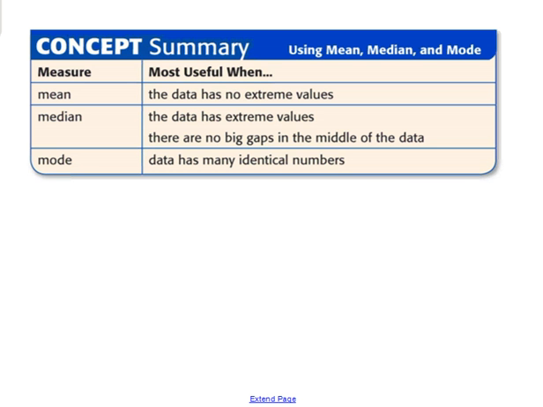Let's look at which situation is when these different measures of central tendency are most useful. The mean is the most useful when the data has no extreme values. There's nothing way out either on the high side or way out on the low side. The median is most useful when the data does have extreme values, ones that are way out on one side or the other, and when there are no big gaps in the middle. And the last one, the mode, is the most useful when the data has many identical numbers.